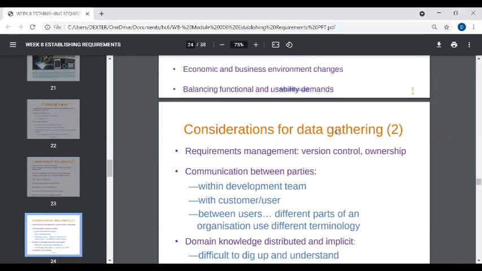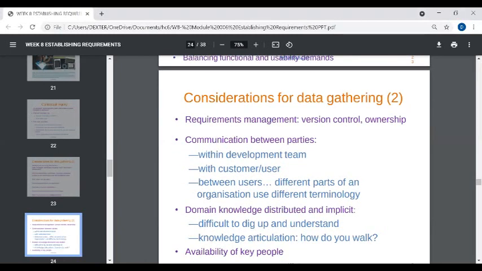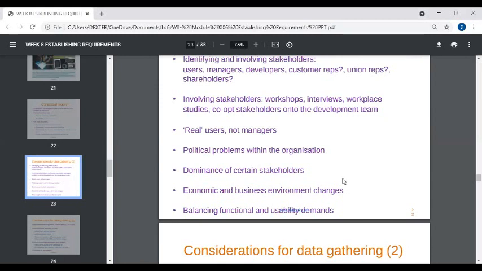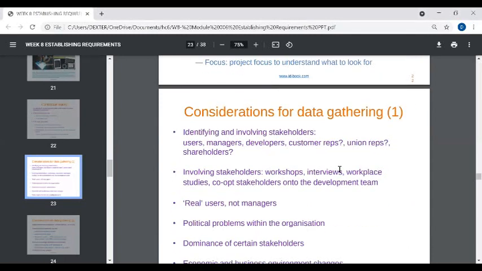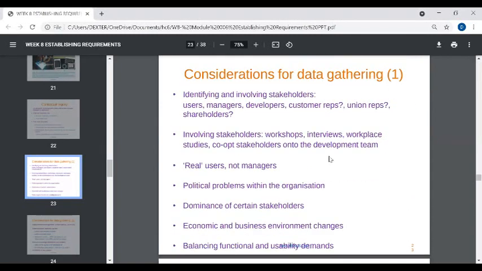So, considerations for gathering data. Identifying and involving stakeholders: workshops, interviews, workplace studies.